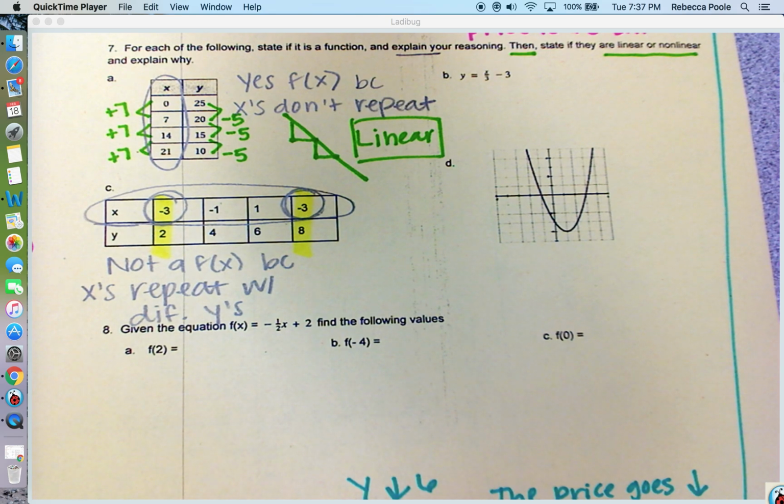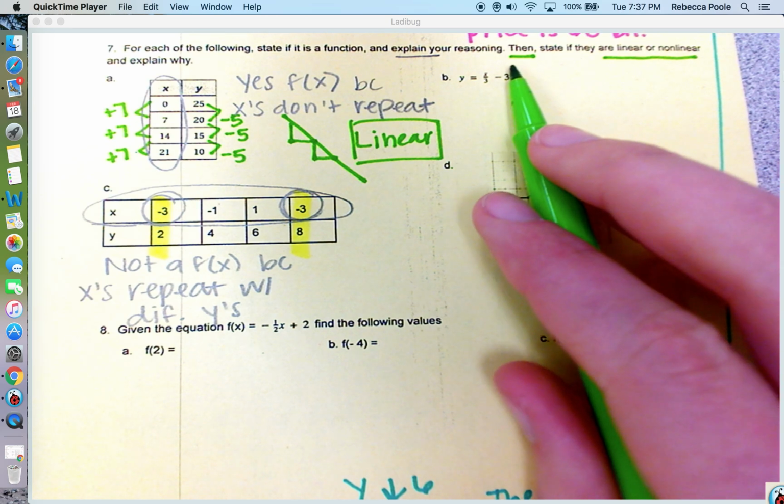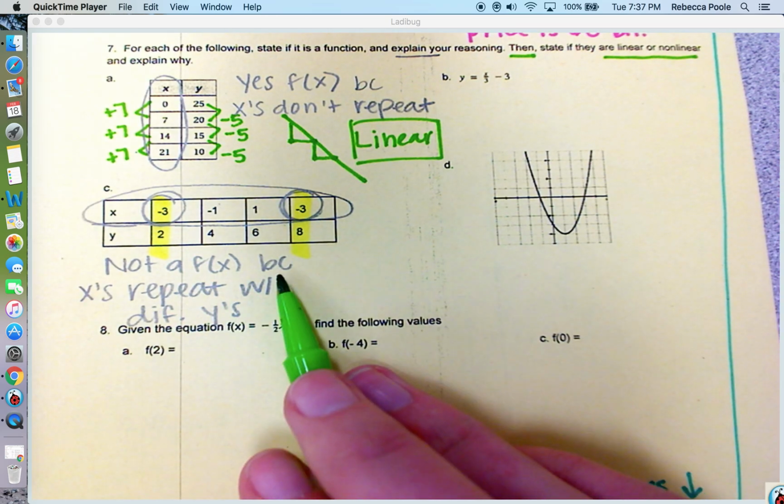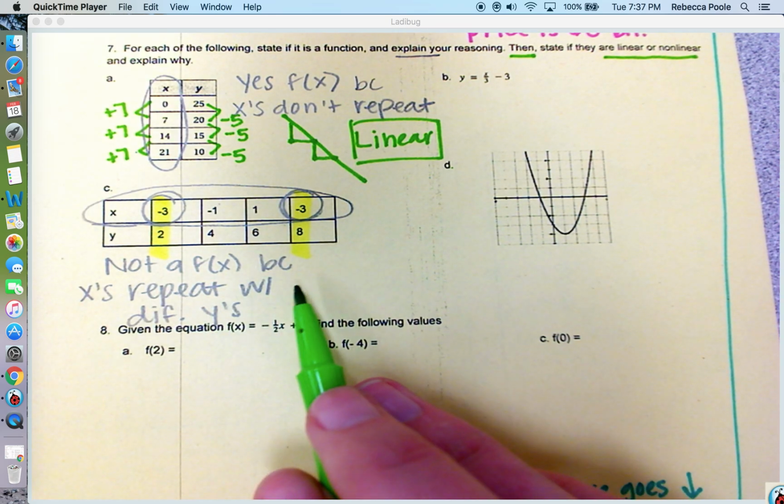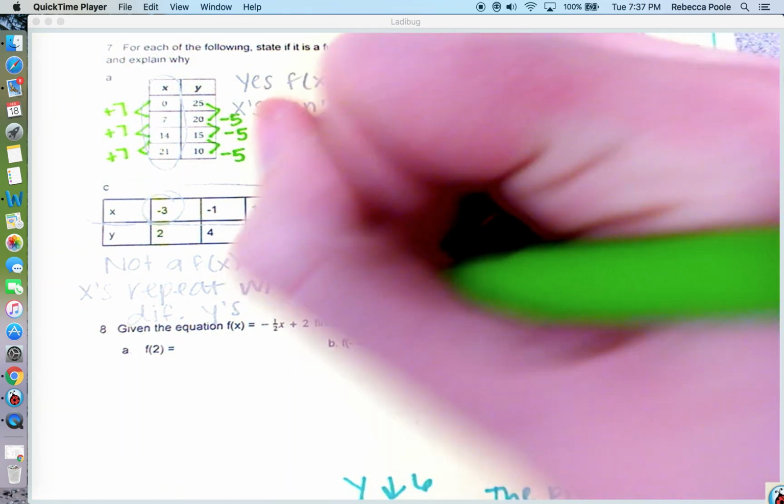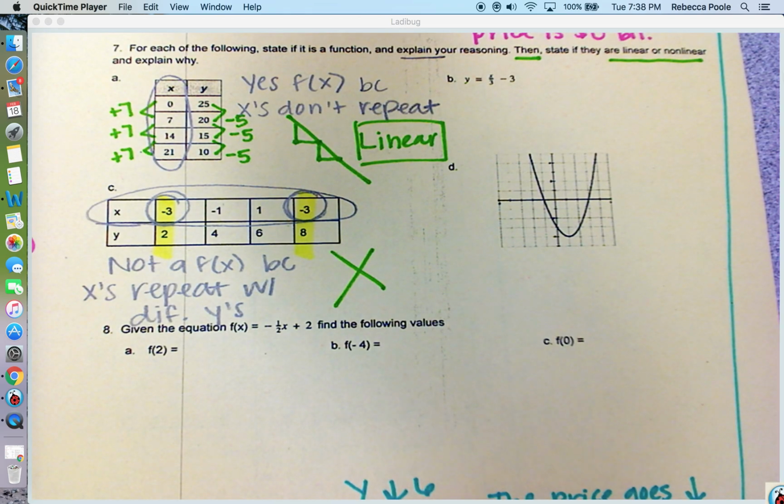Now, we want to state if it's linear or nonlinear. It says do that if it's a function. If it's not a function, it cannot be linear or nonlinear. So we don't have to worry about that part here, okay?